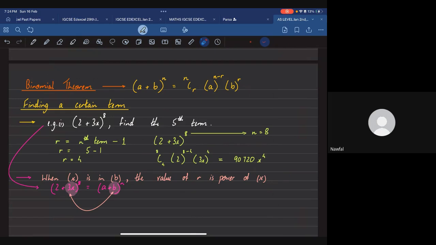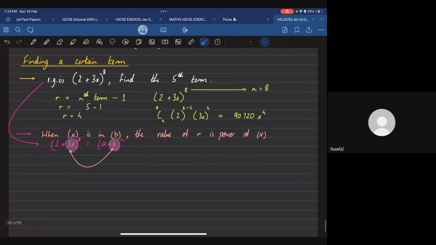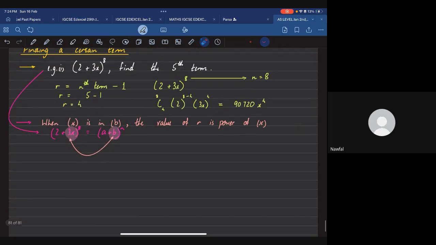Is there anyone who does not understand this? Any questions? Okay. Now, a lot of students don't get one thing, that they seem to not understand why this happened. Why did we go through the hassle of trying to figure out the value of r? And that is understandable, so let's go into it deeper.